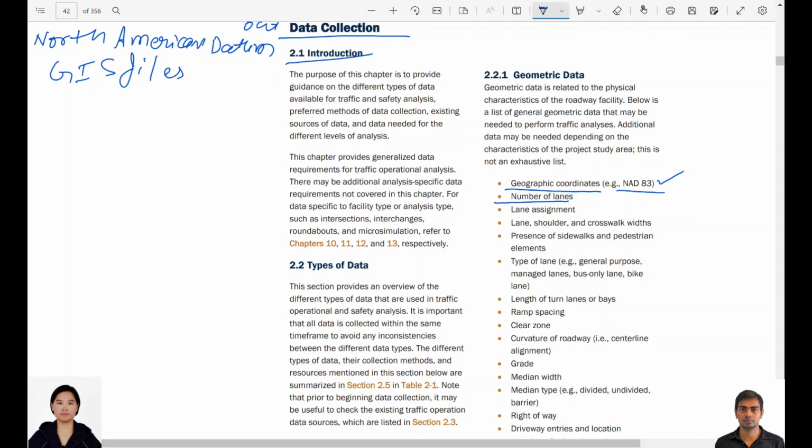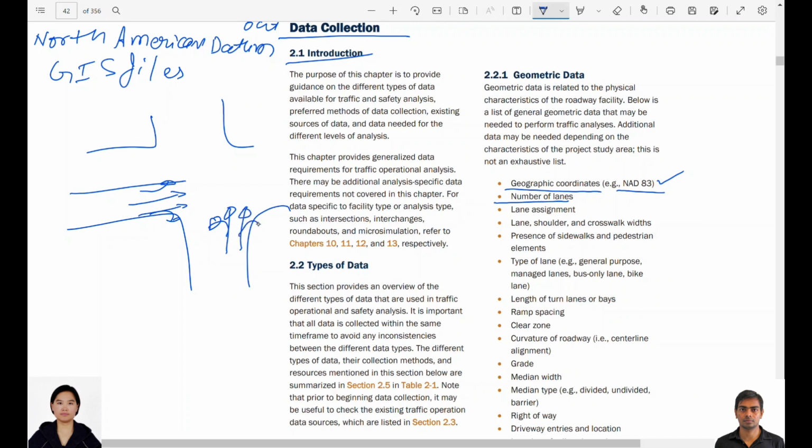The number of lanes on arterial, freeway, and multi-lane highway. Then lane assignment. Let's say we have an intersection. Lane assignment is simply: this lane is left turn only, this one is through, this one is through and shared right, this one is through and shared left, and this one is through and shared right. So getting this information on which lane is assigned to which movement is called lane assignment.